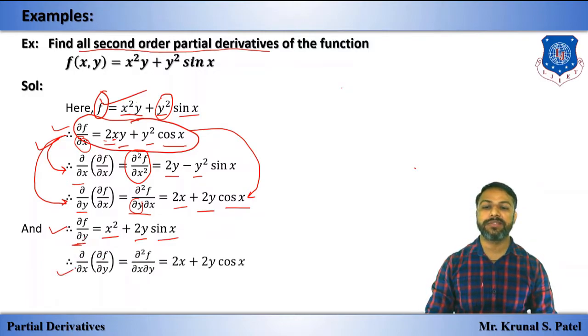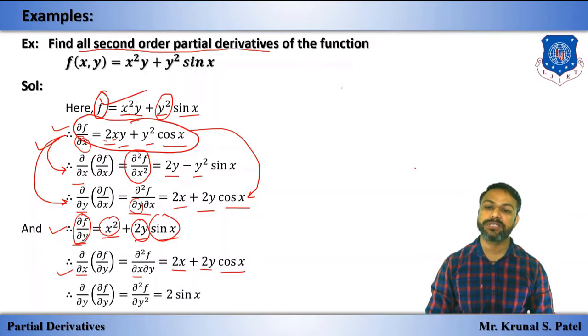So first we will differentiate this with respect to x. If we differentiate with respect to x, we multiply del by del x on the left hand side, and differentiation of this with respect to x is 2x, this 2y is constant, and differentiation of sin x is cos x.